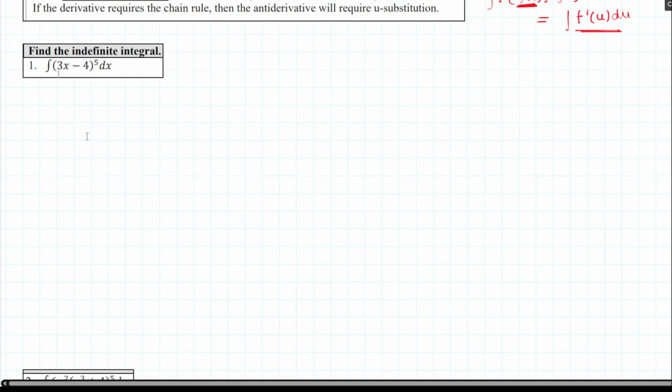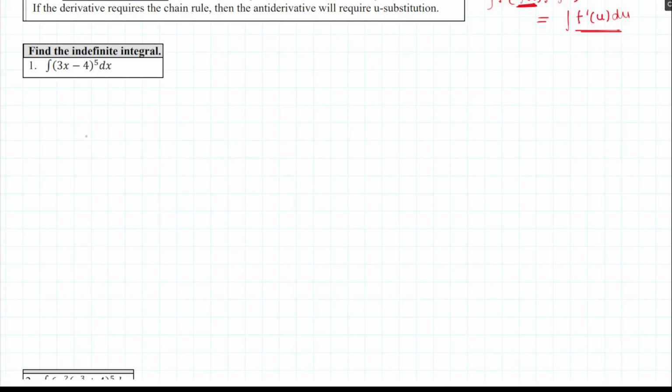Find the indefinite integral of (3x minus 4) to the power 5 dx. Here you can see the integrand. There are two functions: the inner function is 3x minus 4 and the outer function is something to the power 5. So let's choose the inner function, 3x minus 4, as u. Let u equal 3x minus 4.